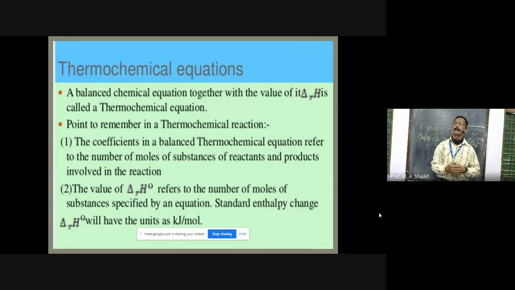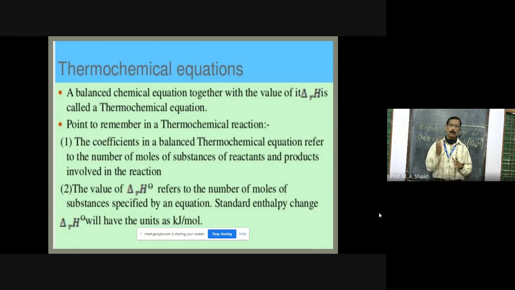Now we'll get the next slide. What is the next slide? The next slide is headed thermochemical equation. What is a thermochemical equation? A thermochemical equation is nothing but the balanced chemical equation of a reaction, which also shows the enthalpy change.